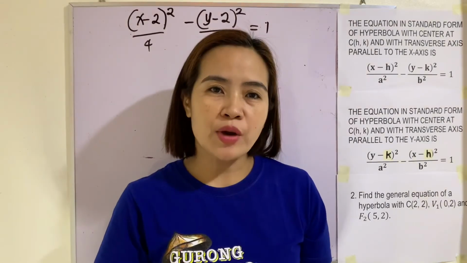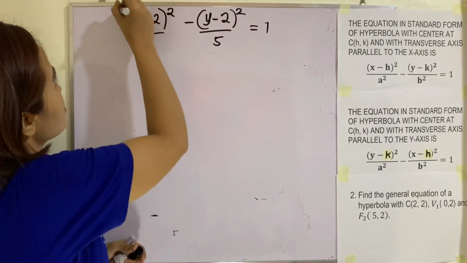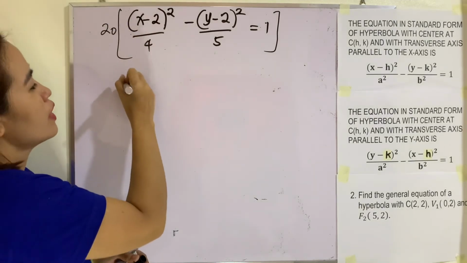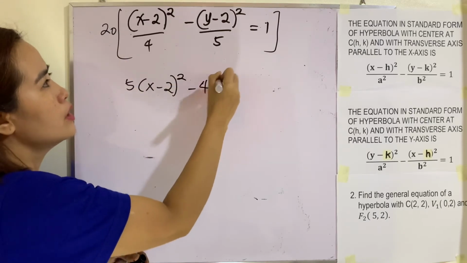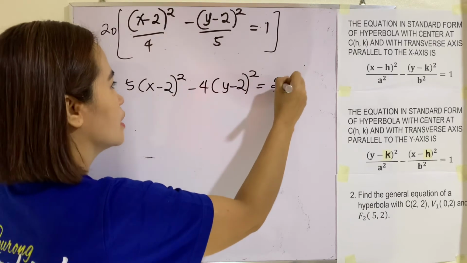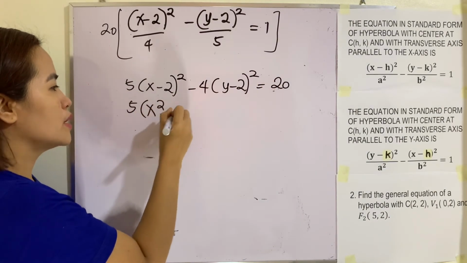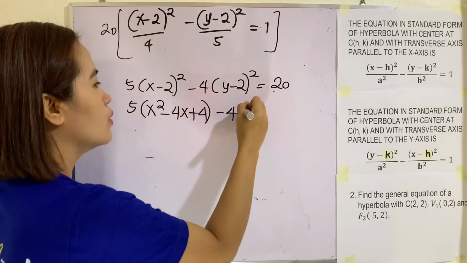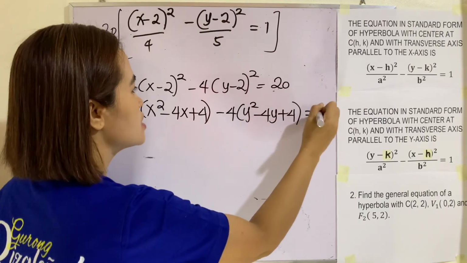Now find the general equation of the hyperbola. Again, we get the LCD of 4 and 5, so that is 20. 20 divided by 4 is 5. So 5 times x minus 2 squared minus 4 times y minus 2 squared is equal to 20. Expand this first. x squared minus 4x plus 4, and y squared minus 4y plus 4 equals 20.